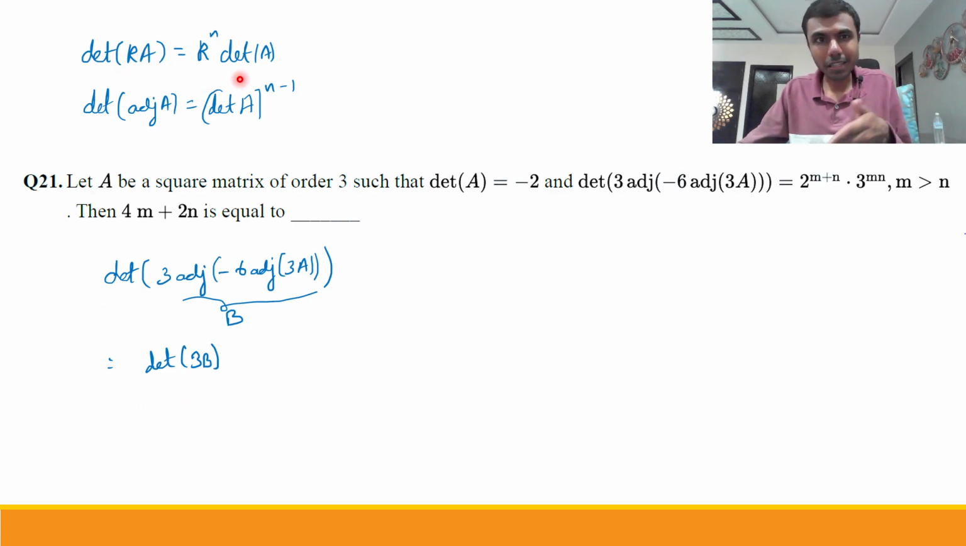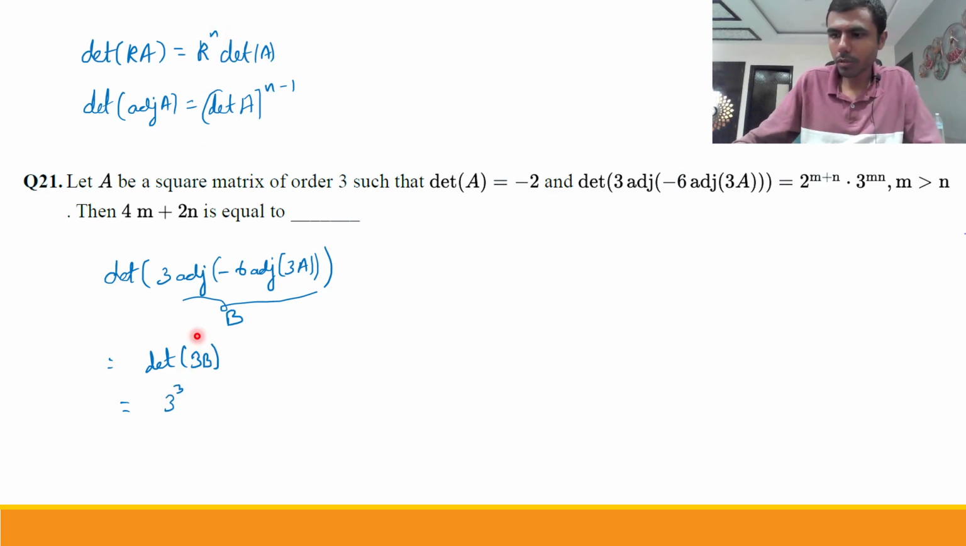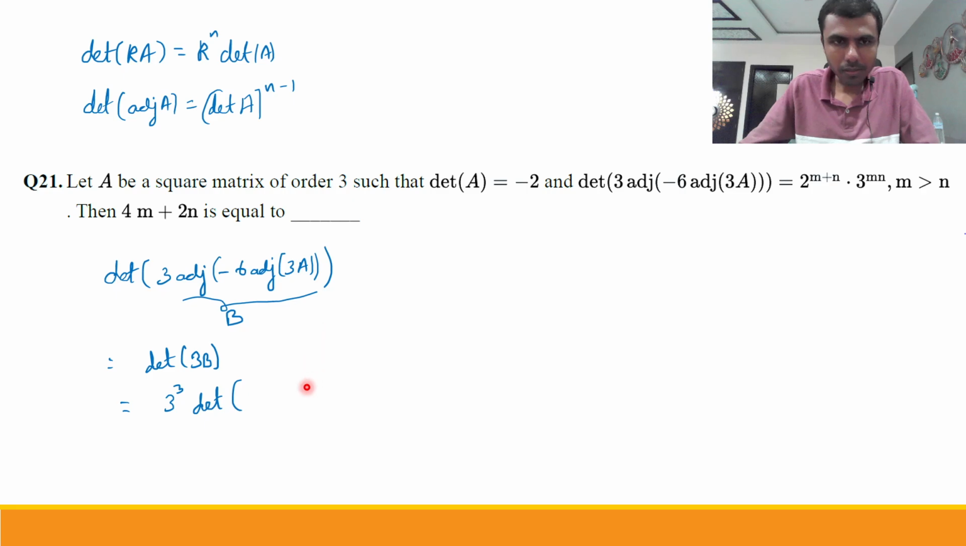What is det of kB? It is k power n into det B. So this one is going to be 3 cube, because n is 3 here, into det of B. What is B? B is this, right? Det of adjoint of -6 times adjoint of 3A. That's what it would give me.